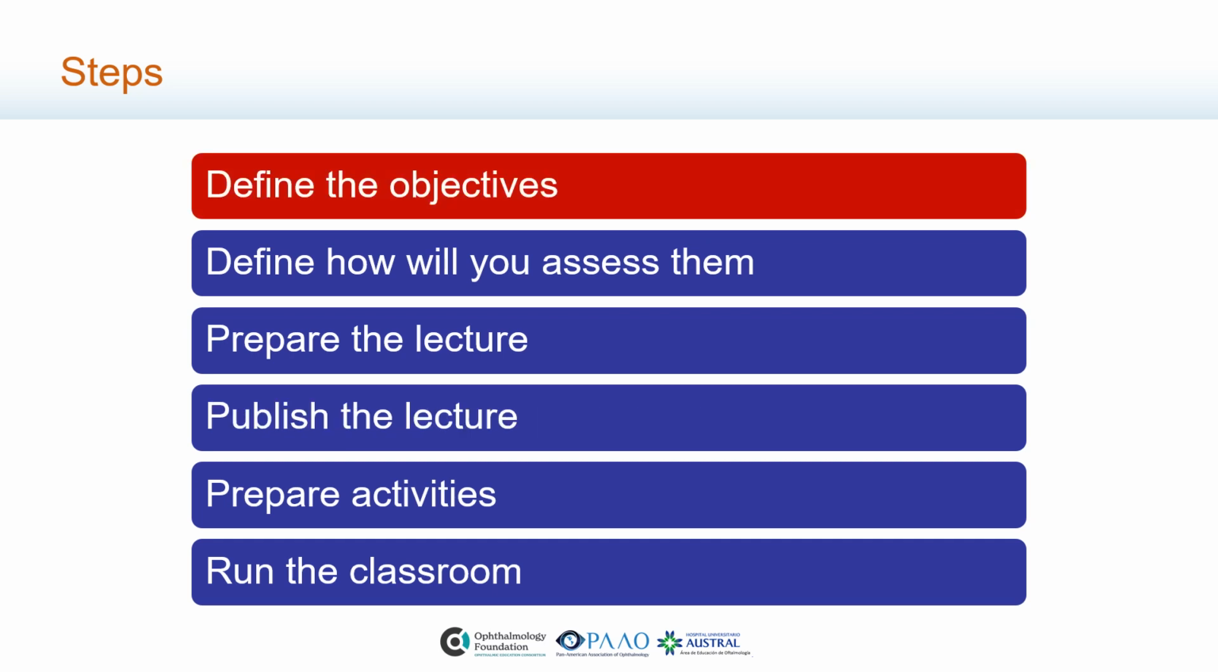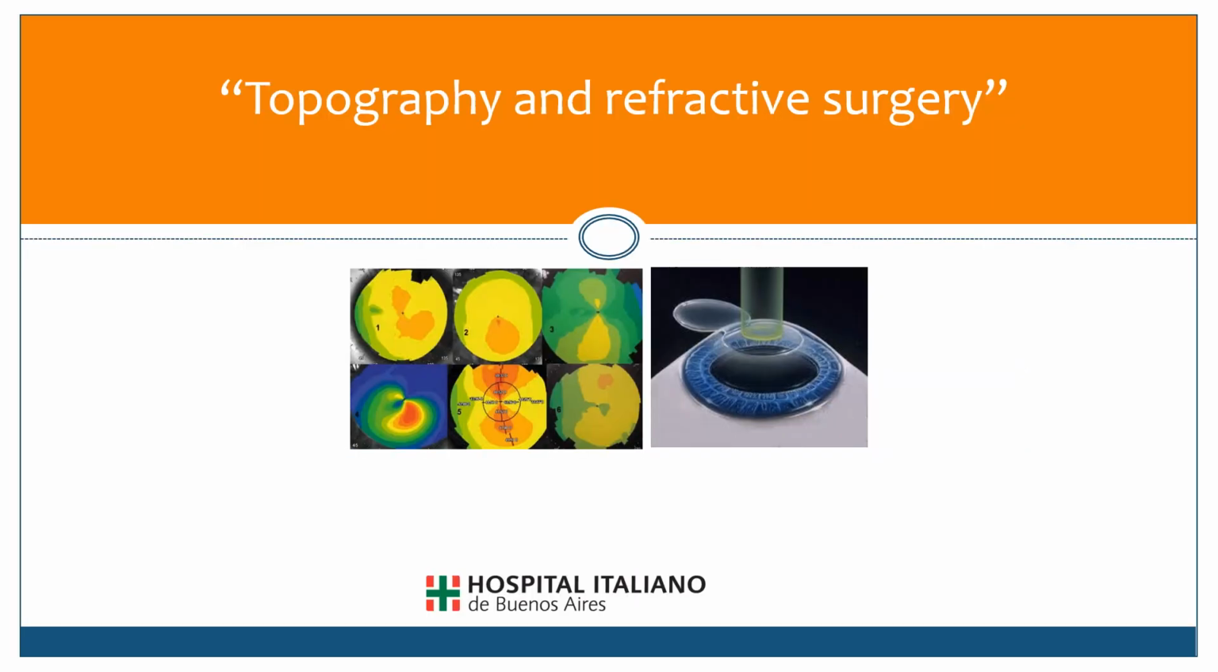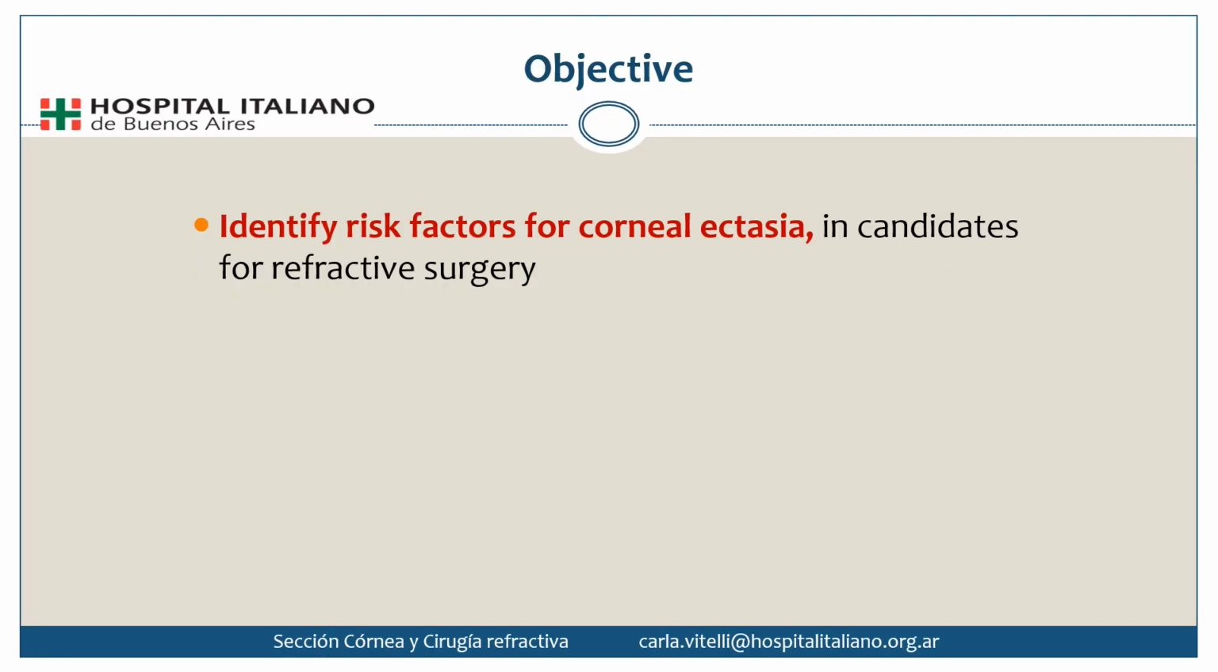The first thing you need to do is define your objectives. Suppose your lecture is on topography and refractive surgery. In this case, we decided that the objective would be identify risk factors for cholecystectasia in candidates for refractive surgery. This objective will guide you through what you need to include in your lecture or what the lecture you look for has to have.